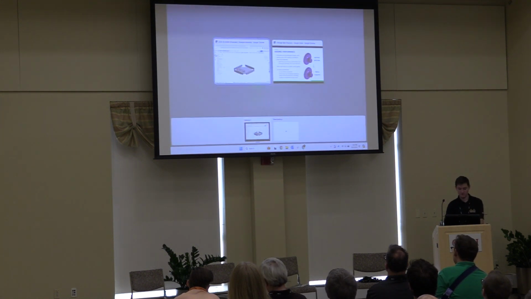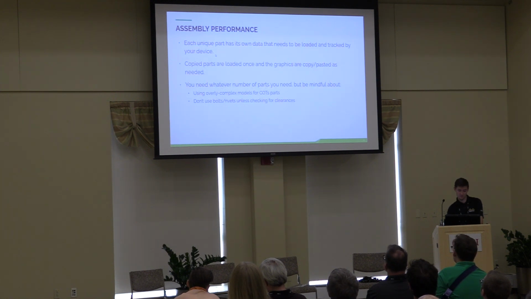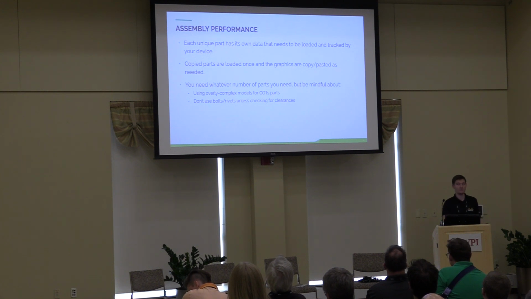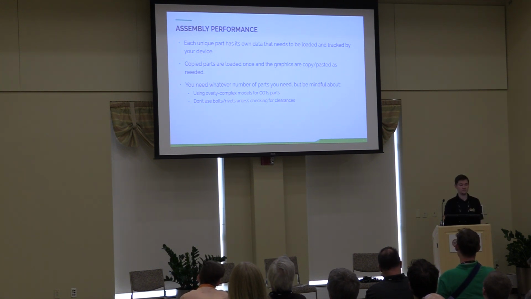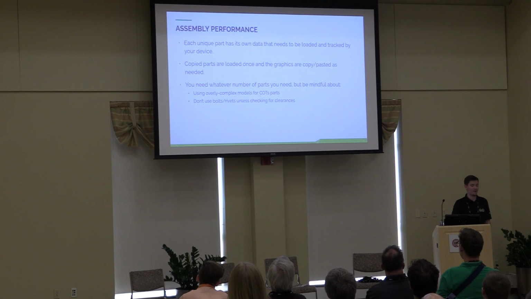Cool. We do have about 5 minutes left. I did want to leave time for questions. So, assembly performance, let's go real quick. Each unique part has its own data that needs to be tracked. So the number of unique parts does drive up the load time, whereas if it's an instance used multiple times, it is just copying the instance, so that's much quicker. So be mindful about how many custom or unique parts you need to put in there. In other words, don't put bolts and rivets in your CAD unless you know it is going to cause a collision or you're worried about causing a collision. Don't waste time putting in bolts and rivets. I promise you do not need it.